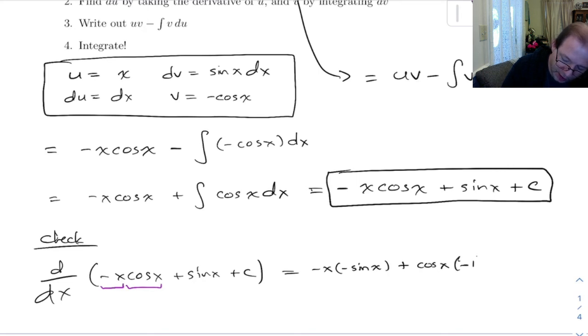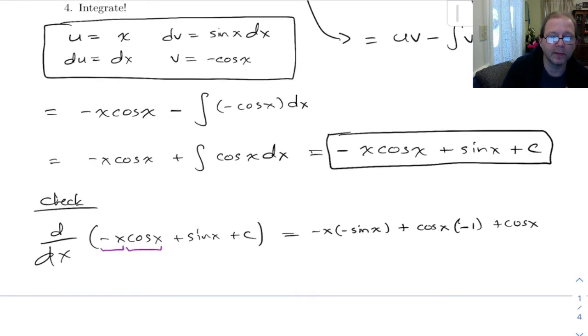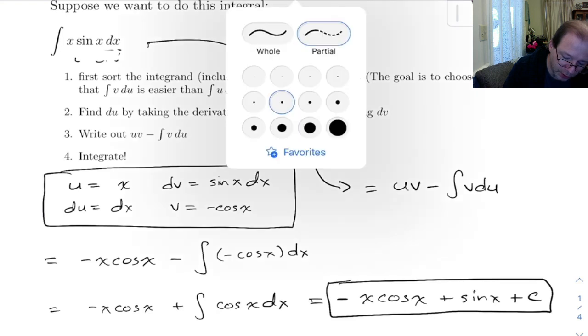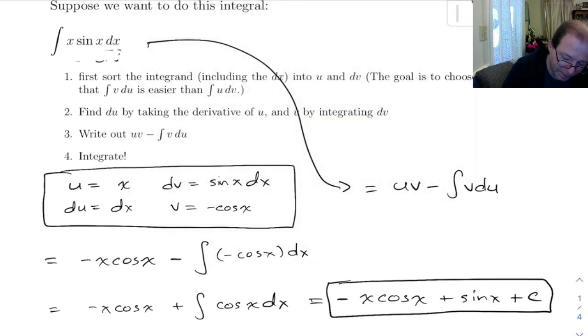The derivative of negative x is negative 1. And then the derivative of sine is cosine. And the derivative of c, of course, is 0. If you put this together, this and this will cancel each other, and we're just left with x sine x, which sure enough is the thing we started out with that we were integrating. So on these problems, usually you can check them, and checking them pretty much always involves the product rule.